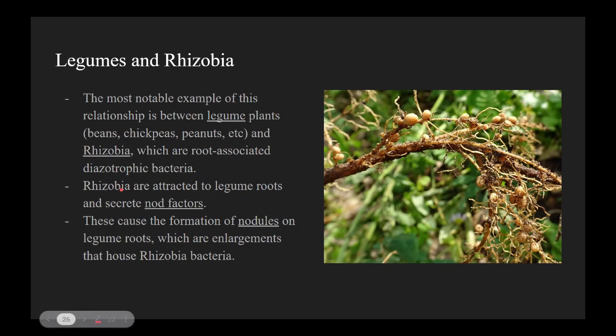So these rhizobia are attracted to certain compounds that are produced by the roots of these legume plants, and then they secrete what are called nod factors. And these are just proteins that induce the formation of what are called nodules on the plant roots. Whenever the plant roots come in contact with nod factors, they form these extensions or swelling up of the roots, and then those will come to house the new rhizobia bacteria that have, I guess, come in and quote unquote infected the plant.